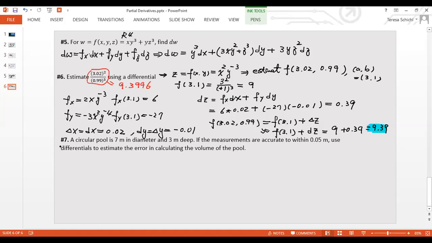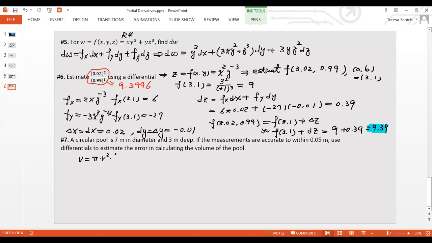See here. Let's take a look at how this one works. Let's say a circular pool is 7 meters in diameter and 3 meters deep. But if the measurements are accurate to within 0.05, then use differentials to estimate the area and calculate the volume of the pool.